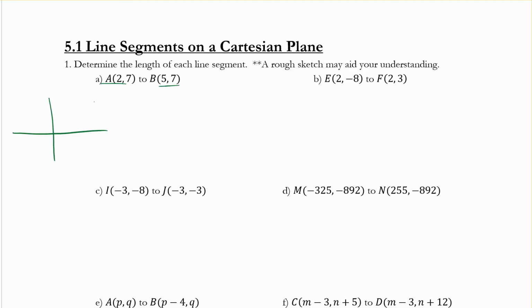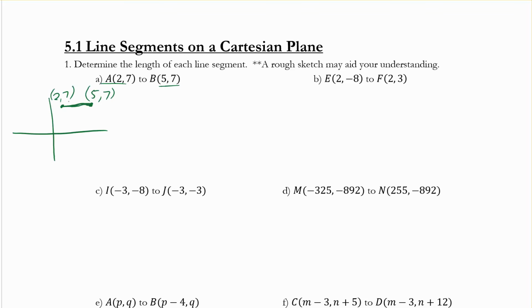So the first point, I'm going to go 2, 7. So I go over to the right 2 and up 7. So I'm just kind of making this up. So it's around there. 2, 7. And then the next point's going to be 5 over and then up 7. So 5, 7. And this is the line, right? It's saying how long is that line?